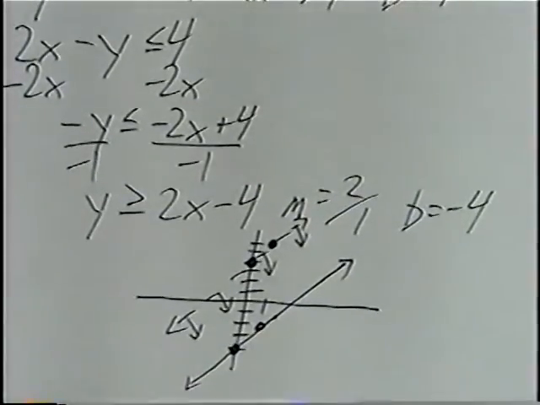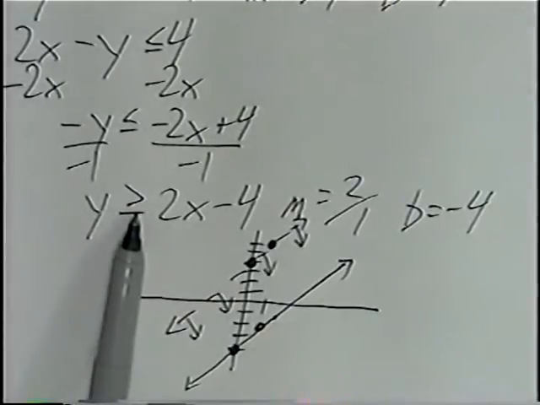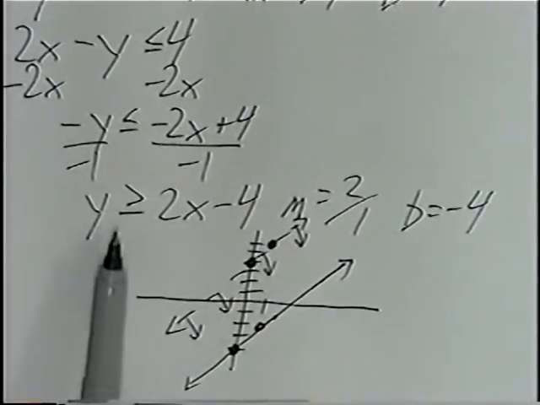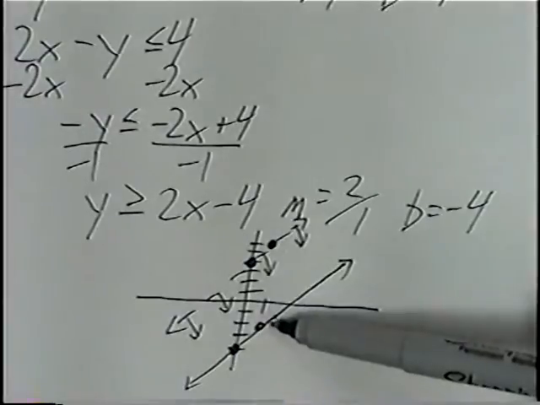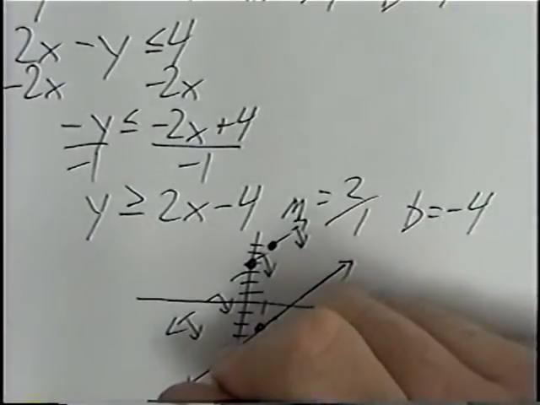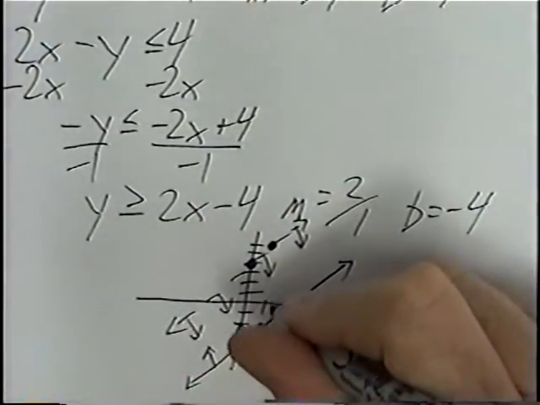For the shading, the inequality that we solved, y is greater than or equal to the inequality. Greater than or equal to means we'll shade above this line, or again we can draw arrows to represent the area that we'll shade.